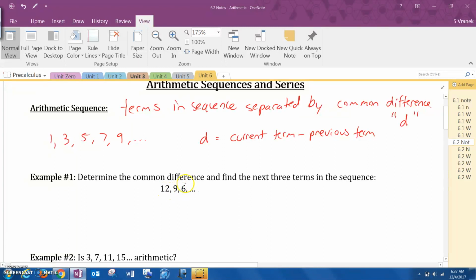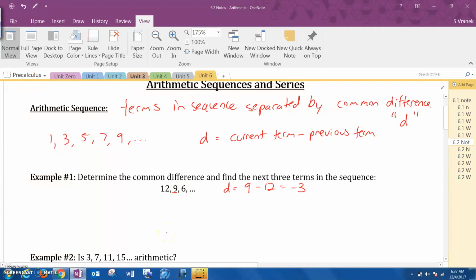So this goes 12, 9, 6. Again, to find the common difference, just pick a term. I'm going to say 9 minus the term before it, which is 12. So it's negative 3. Do you have to do all that work? Probably not. A lot of you could tell me that that is going down by 3s.